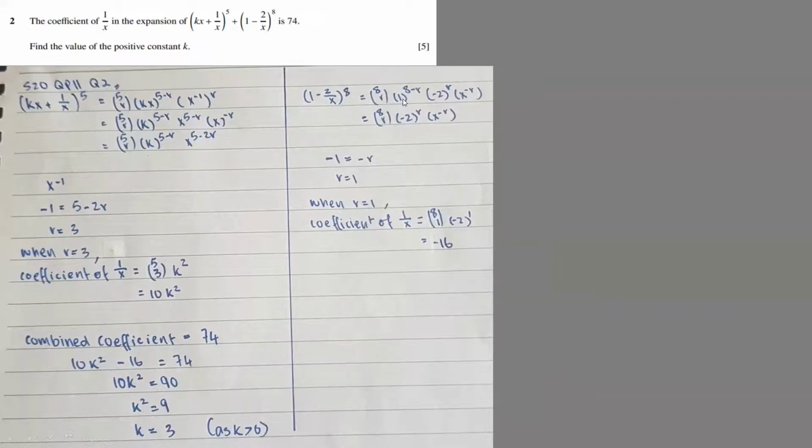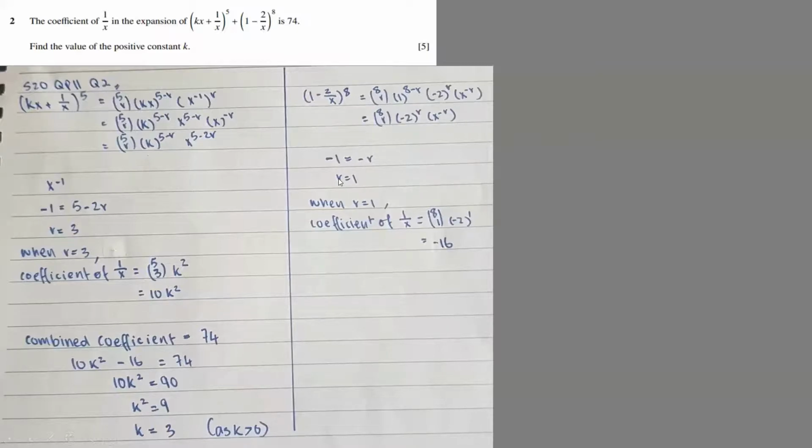And 1 raised to the power of anything is always 1. So you can negate that from your r formula, like I've mentioned over here. This simplifies to 8 choose r multiplied by negative 2 raised to the power r and x raised to the power of negative r. Now we know that we need to find 1 over x. So the power of x is negative 1, and we equate that to negative r.